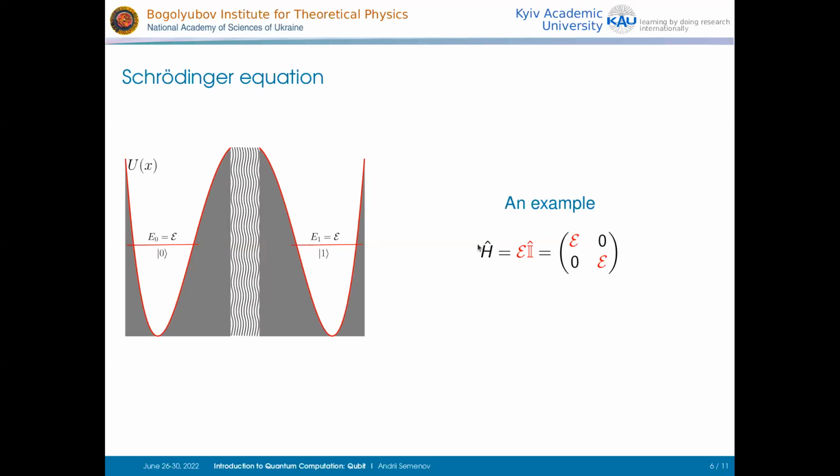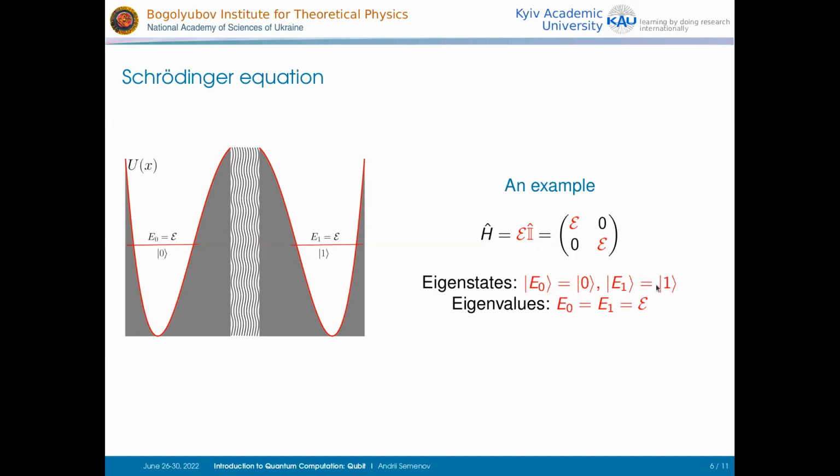In this case, we have a very easy Hamilton operator. It is actually proportional to the identity operator, epsilon times I, looking like this. Eigenstates and eigenvalues are very easy to find because you have only one eigenvalue, actually two eigenvalues, but they are the same and have the value epsilon, and two eigenstates that we write as 0 and 1.